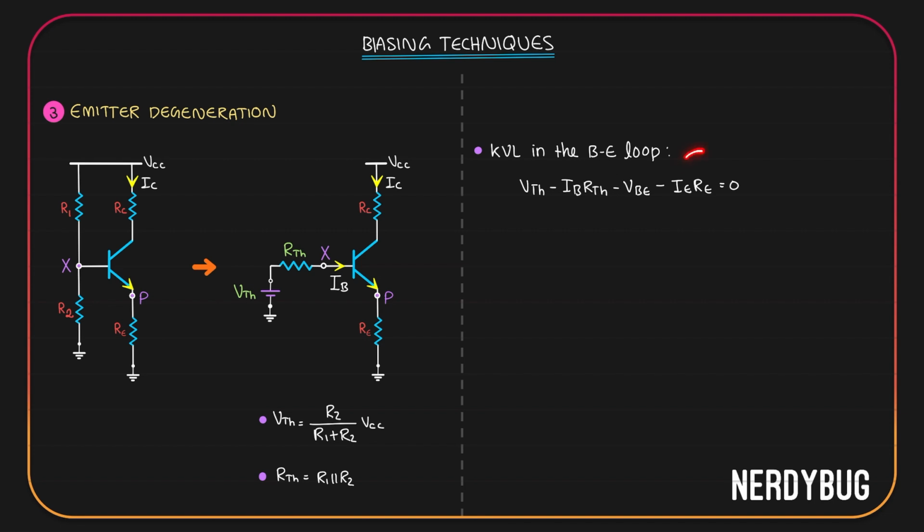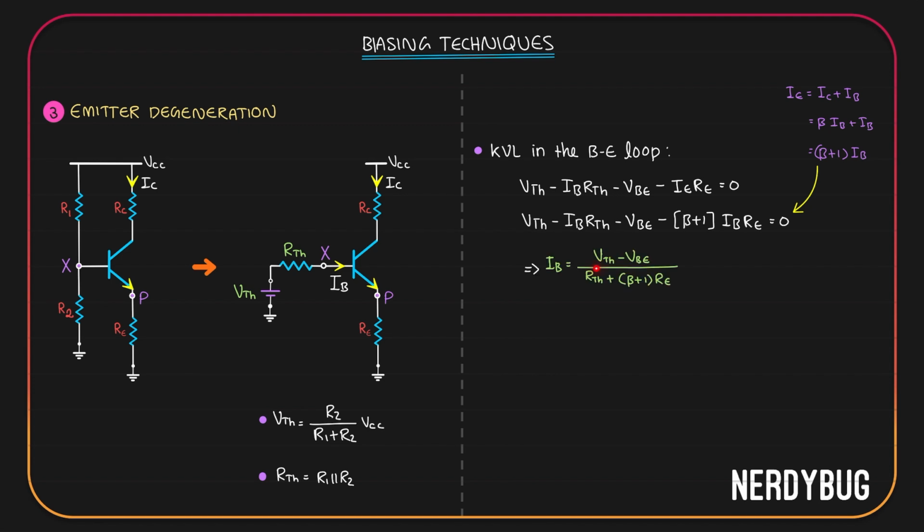Now we have IE over here. We know IE is the sum of the collector current and base current. And collector current can be written as beta IB. So IE is beta IB plus IB, or beta plus 1 IB. Let's replace IE by beta plus 1 IB. Rearranging this equation, we can write an expression for IB. IB will become VTH minus VBE divided by RTH plus beta plus 1 RE.